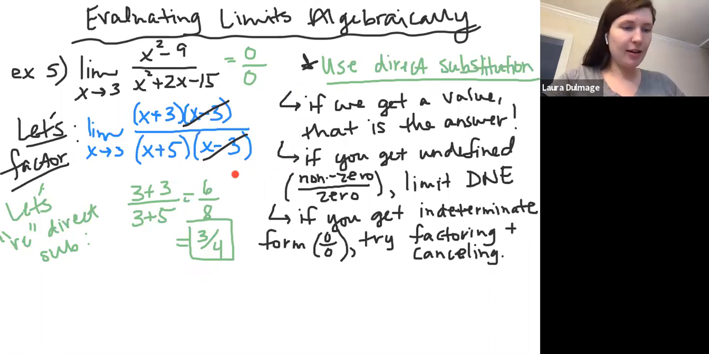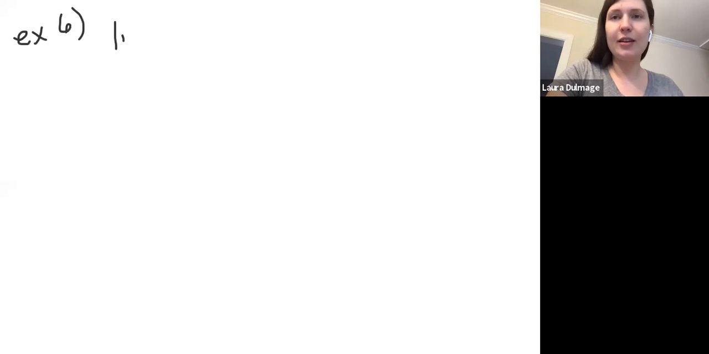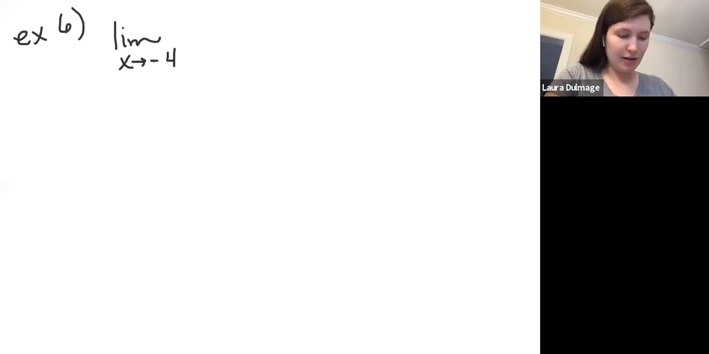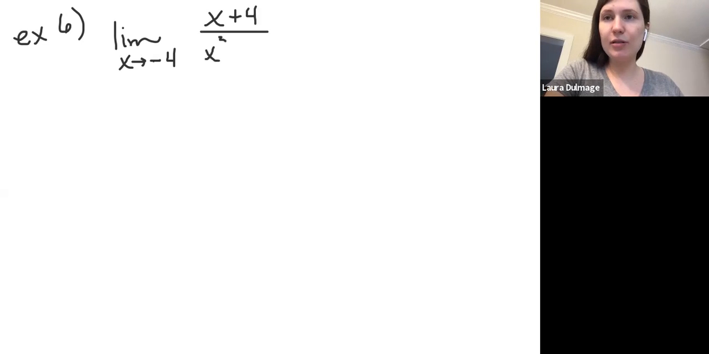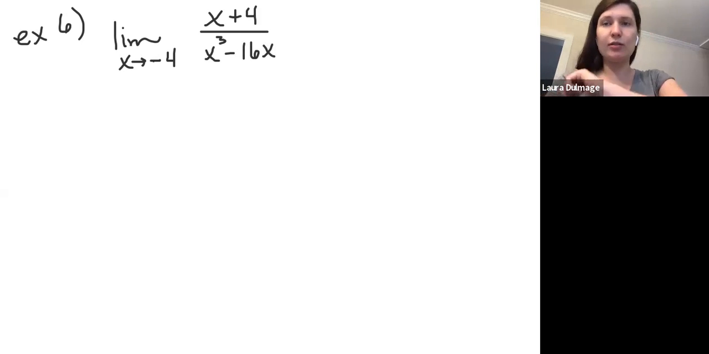Cool. All right, let's do another one. These are fun. That was example 5, I think. So here's example 6. The limit as x goes to -4 of x plus 4 in the numerator over x cubed minus 16x. First step, direct substitution. See if you get an answer outright or if we get indeterminate form.